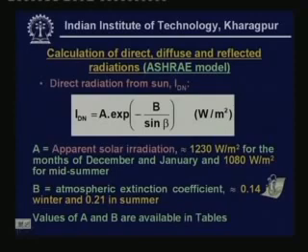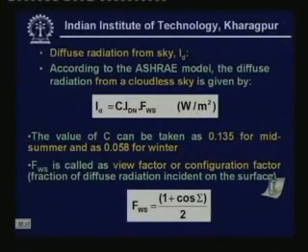ASHRAE gives the values of A and B for each month, and they calculated this for the 21st day of each month, and these values are tabulated and available in ASHRAE handbooks. Next comes your diffuse radiation from sky.